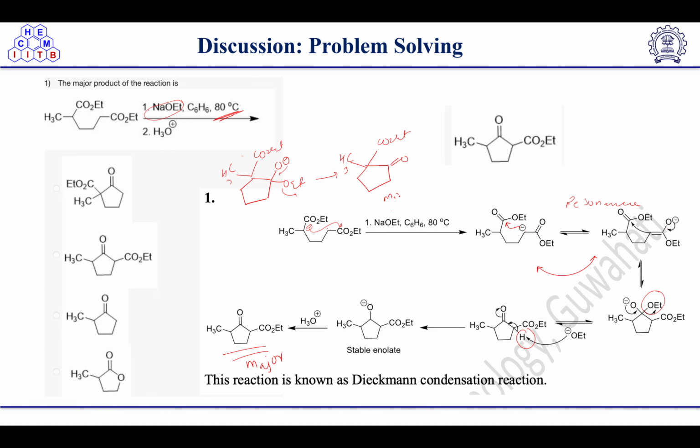This is the minor product. So in Dieckmann condensation, there is the possibility of other products as well. Okay. The mechanism is going via enolate formation. So I hope all of you are clear with this one. So the correct option is option number B. Because in the question it is asked about the major product, the correct answer is option B.